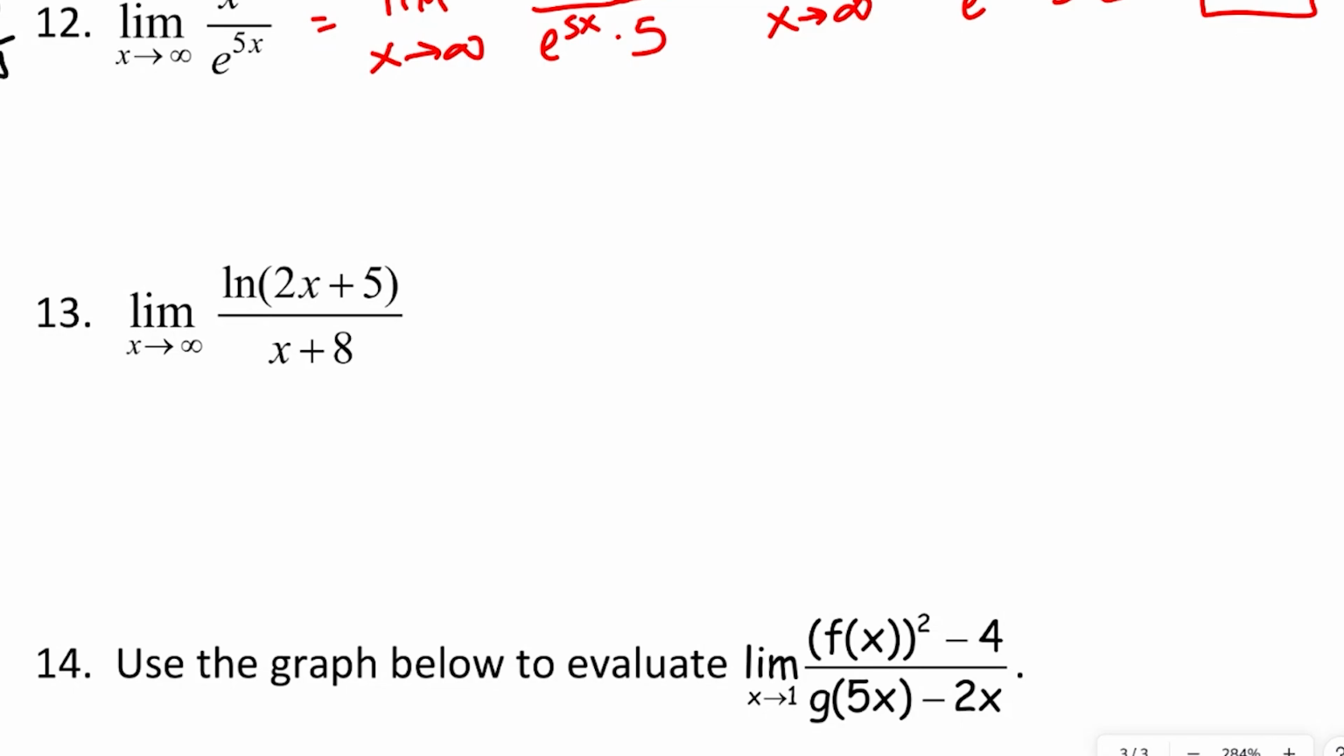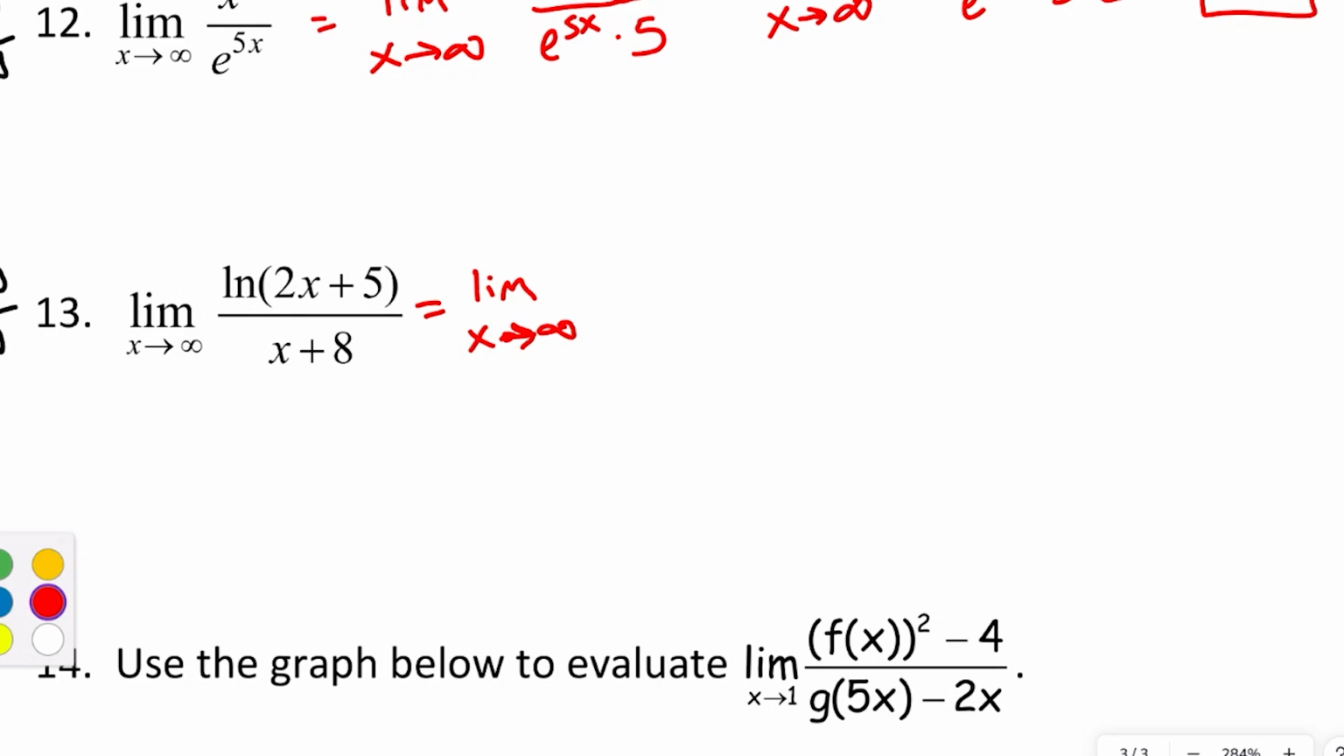Polynomial grows faster, right? So we already know, right off the bat, this is going to equal 0. Even if trying to plug in infinity gives me infinity over infinity, if you know about the relative growth rates and what happens when one thing's bigger than the other, then we know this is going to go to 0. If we try to use L'Hopital's rule, we can even verify that.